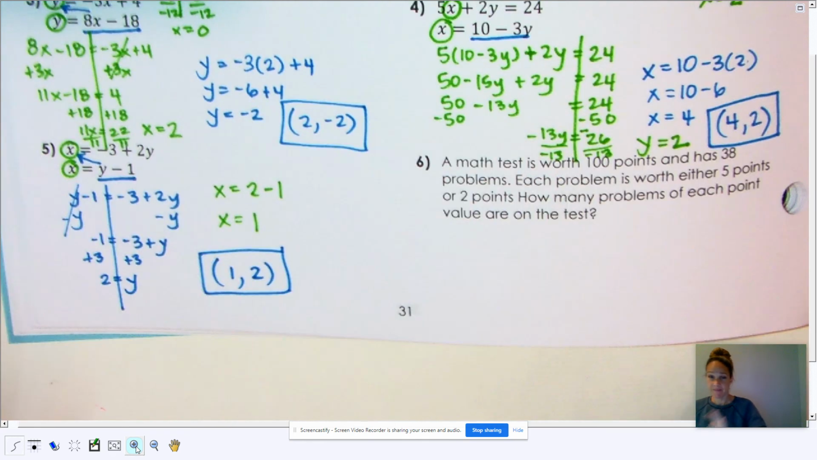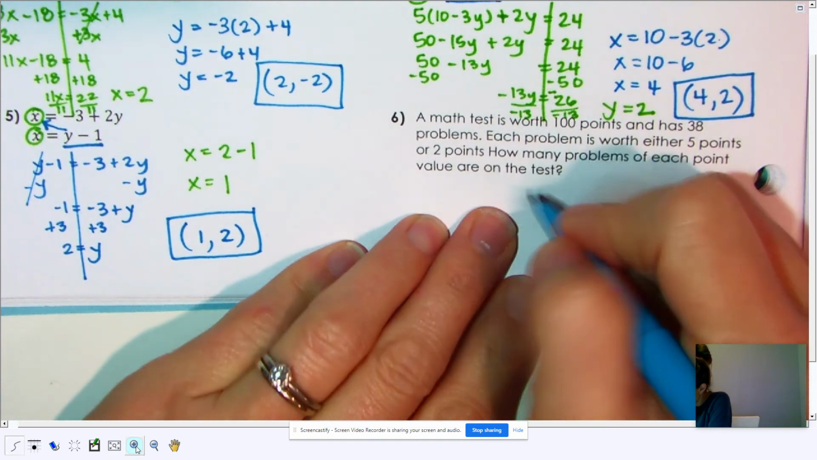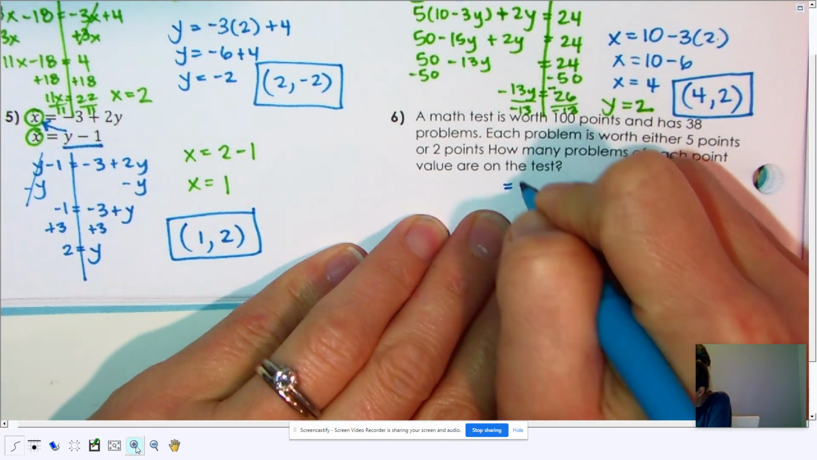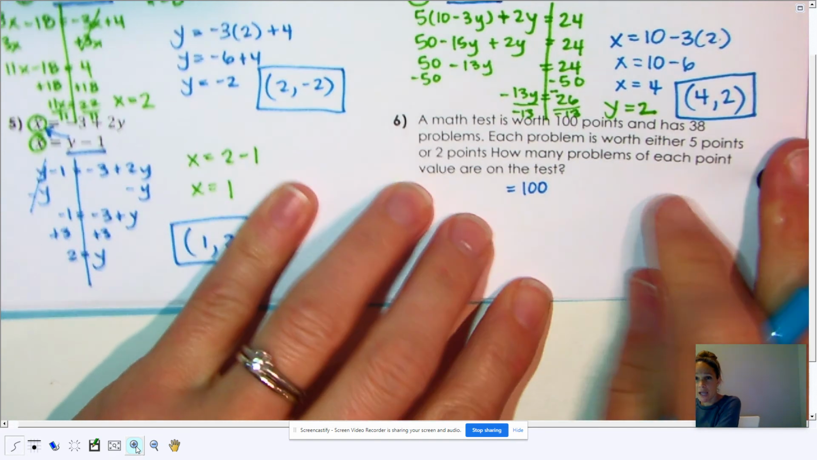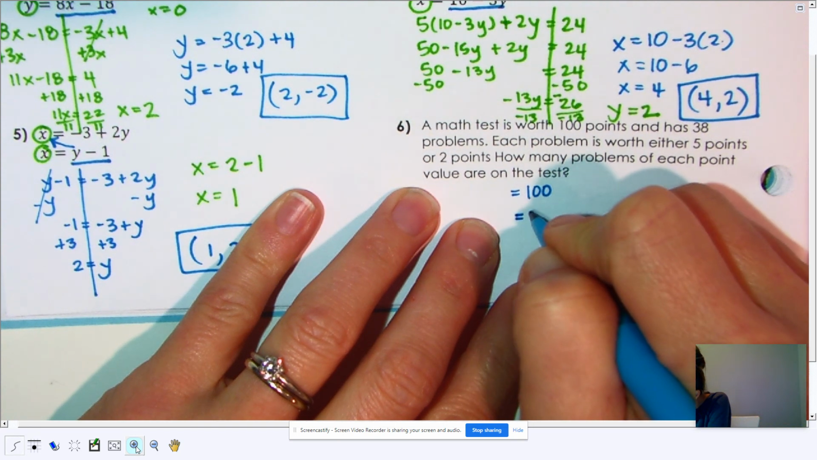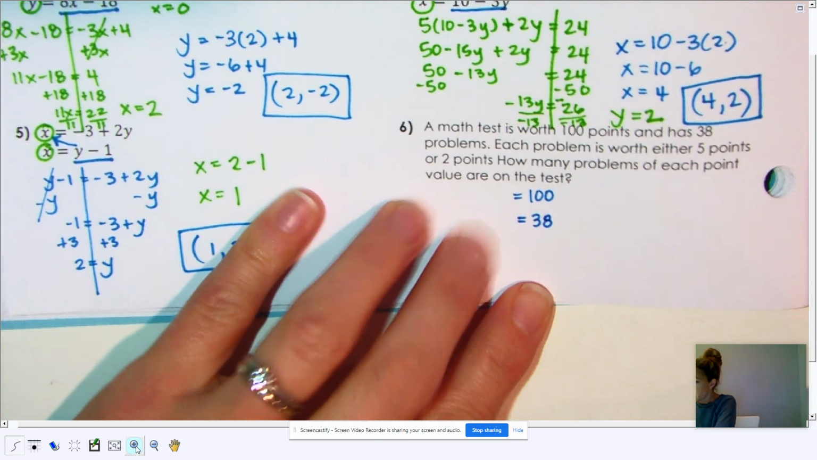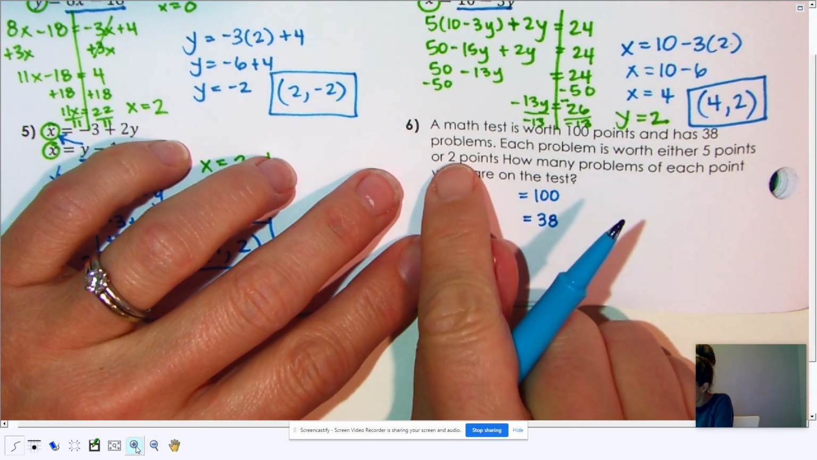All right, this one's a word problem. Focus. A math test is worth 100 points and has 38 problems. Right away, here's what you guys should be thinking. I've got 2 equations. If I want to write an equation for the points, I know it's going to add up to 100. If I want to write an equation for how many problems, I know it's going to add up to 38. So this tells me that each problem is worth either 5 points or 2 points.